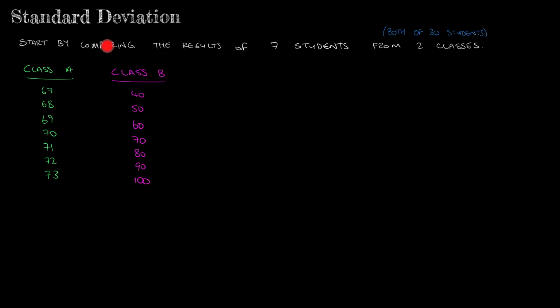So start by comparing the results of 7 students from 2 different classes. Both are classes of 30 students, so we're just taking 7 students from each class. Class A, I've picked these 7. Class B, I've picked these 7.